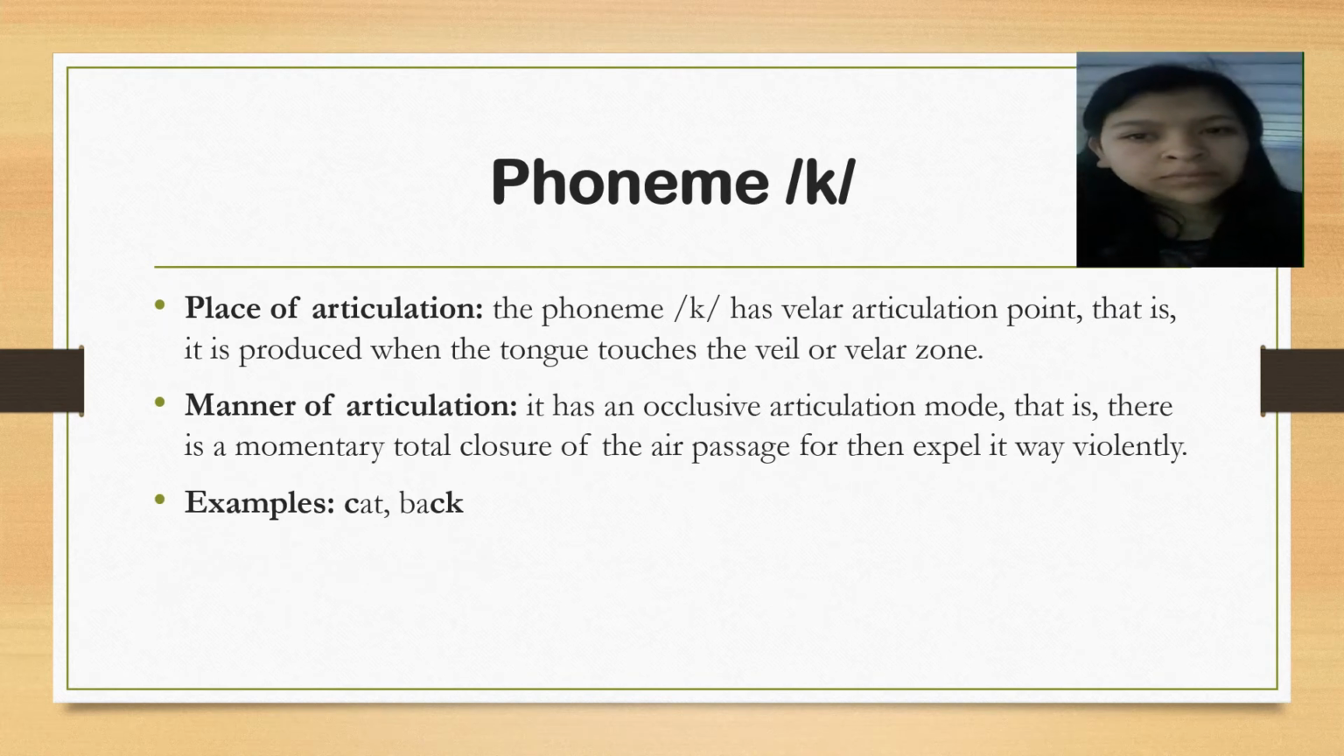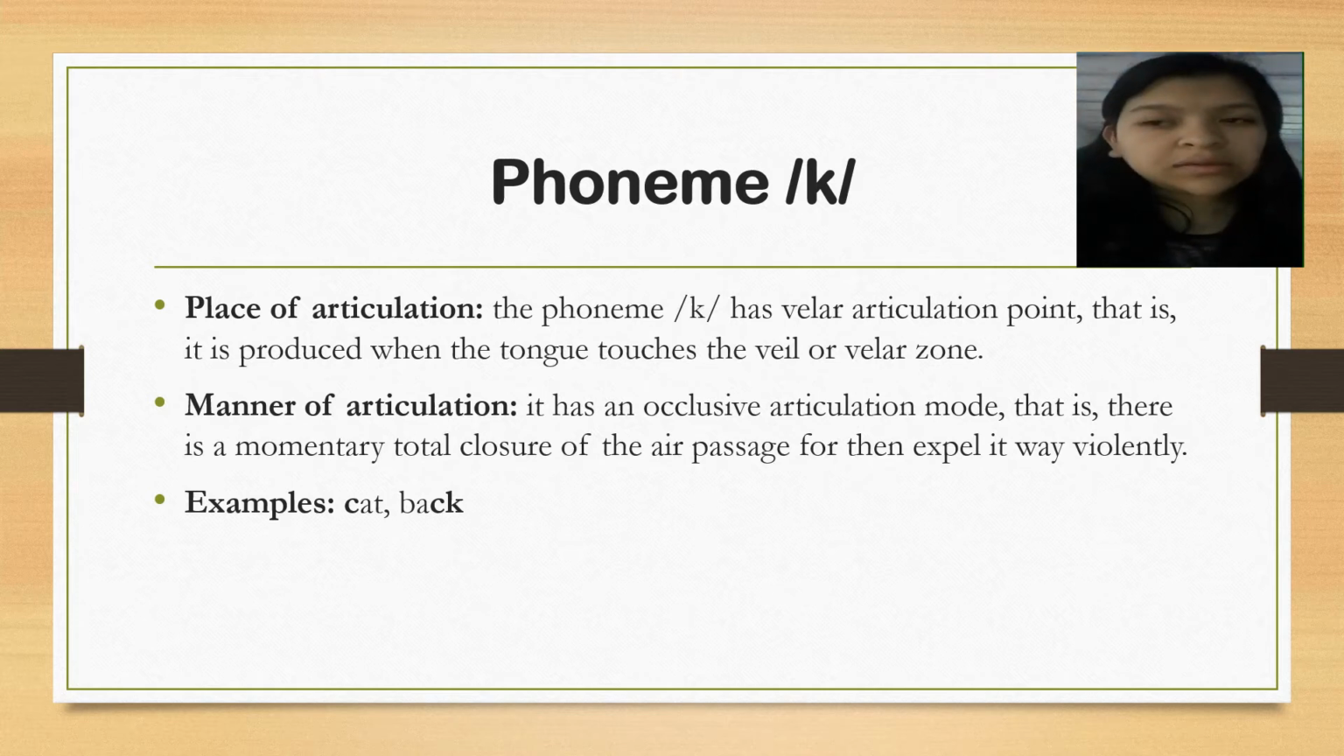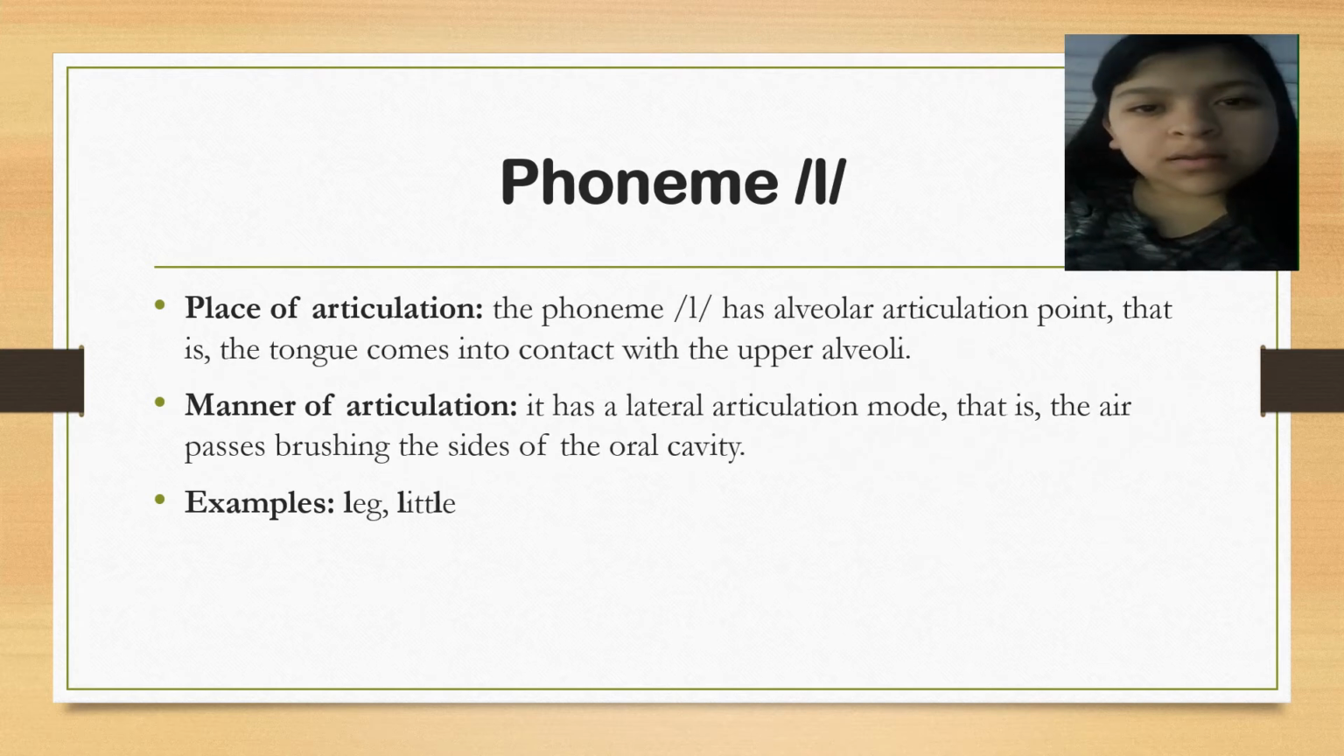Phoneme K. The phoneme K has a velar articulation point, that is, it is produced when the tongue touches the velum or velar zone. It has an occlusive articulation mode, that is, there is a momentary total closure of the air passage, and then the air is expelled violently. The pronunciation of this phoneme is K. Example: cat, back.